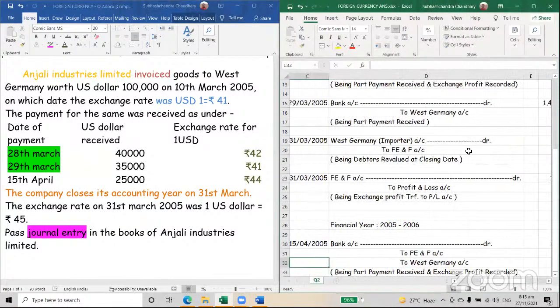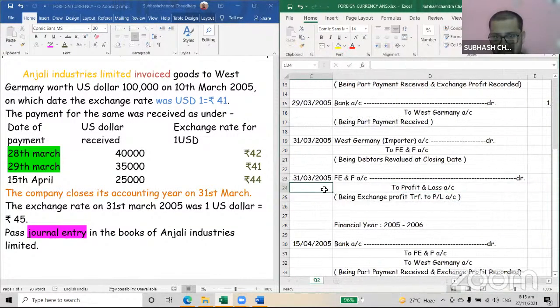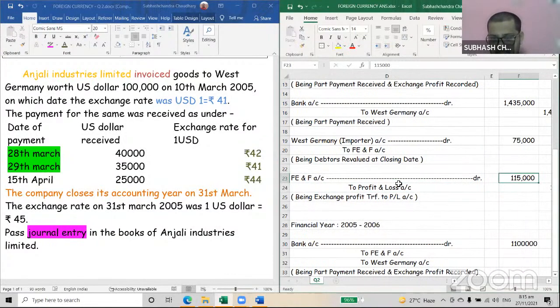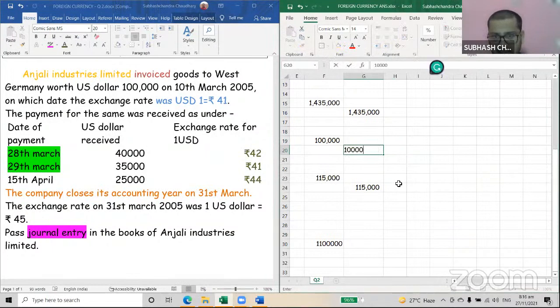See, in case of this closing valuation at the end of the year, we have to value at the closing rate, and the closing rate is 45 and the actual rate is 44 or 41. The closing rate on 31st March, so the difference is 4 rupees, and 25,000 is the remaining amount that we are supposed to get. So here we will record 1 lakh. Actually I missed that amount, 1 lakh.